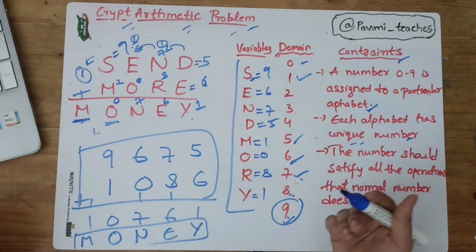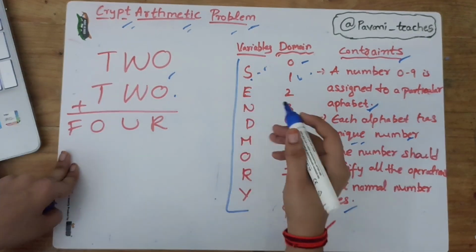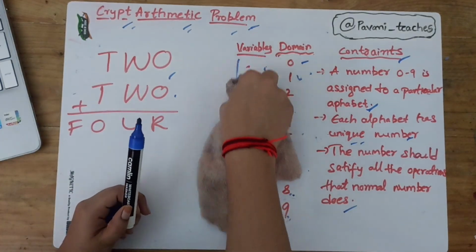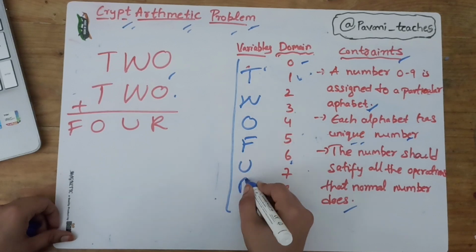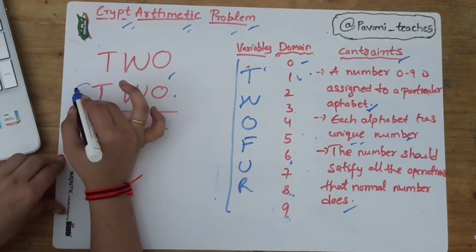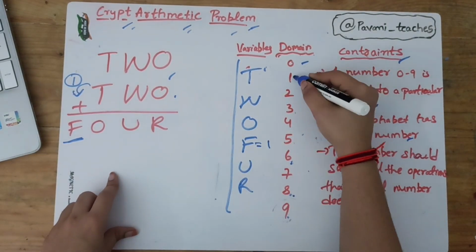This is how you have to solve a crypt arithmetic problem. Now I'll tell another problem. This is the second question: TWO plus TWO equal to FOUR. The same you have to do. Here you have to change the variable names, that is T, W, O, F, U, R. Again, there is a carry. That means you directly take F as 1. F is 1. Done, you are done with 1.